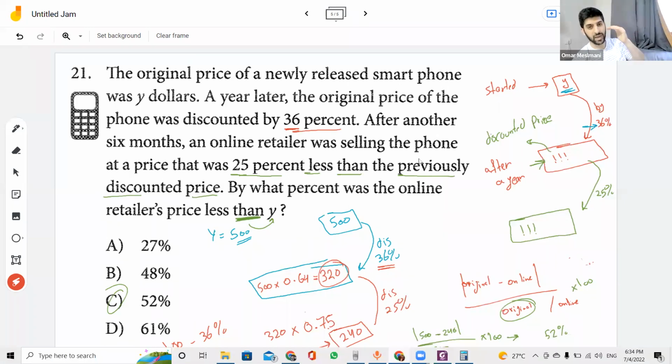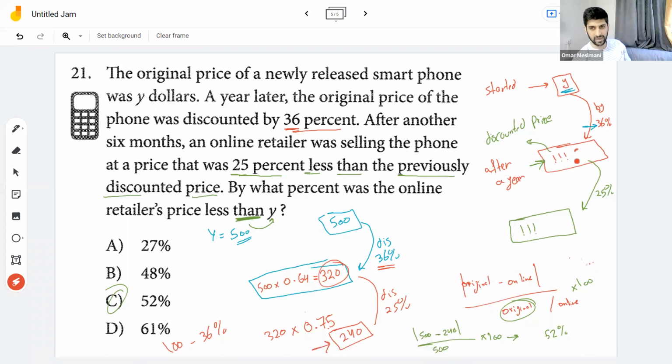Okay, next, we have 320. I will do the second discount, same as I did with the 36. Exactly the same as I did with 36, okay? So here we have 320. I will do it discounted by 25%. So 320 discounted by 25%, what will you get?